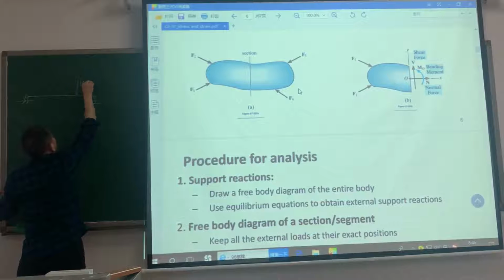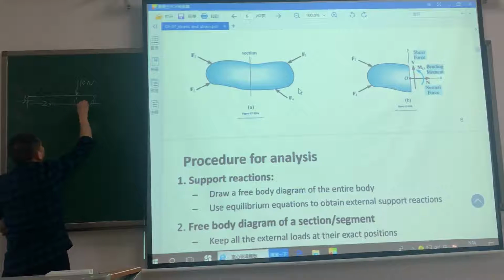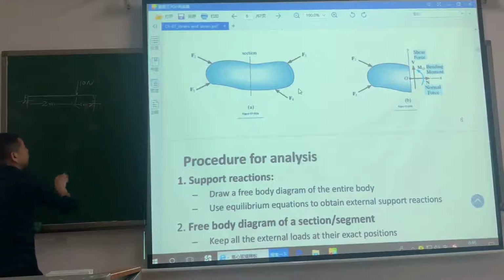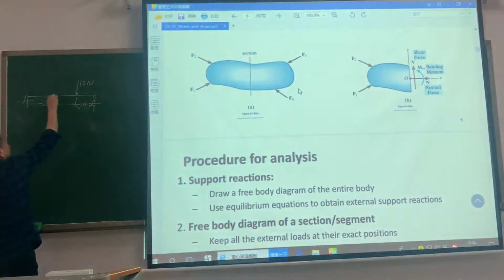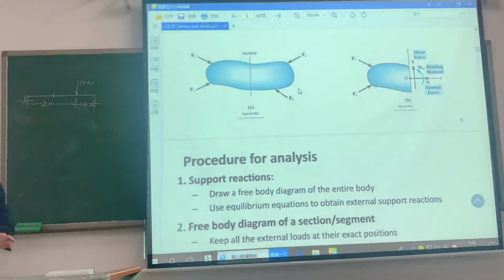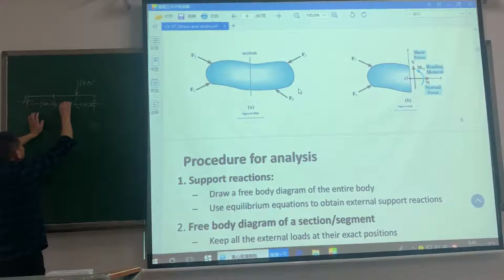10 Newton, 2 meter, 1 meter. I ask you to find the internal force happening at this location. 1 meter. 1 meter.